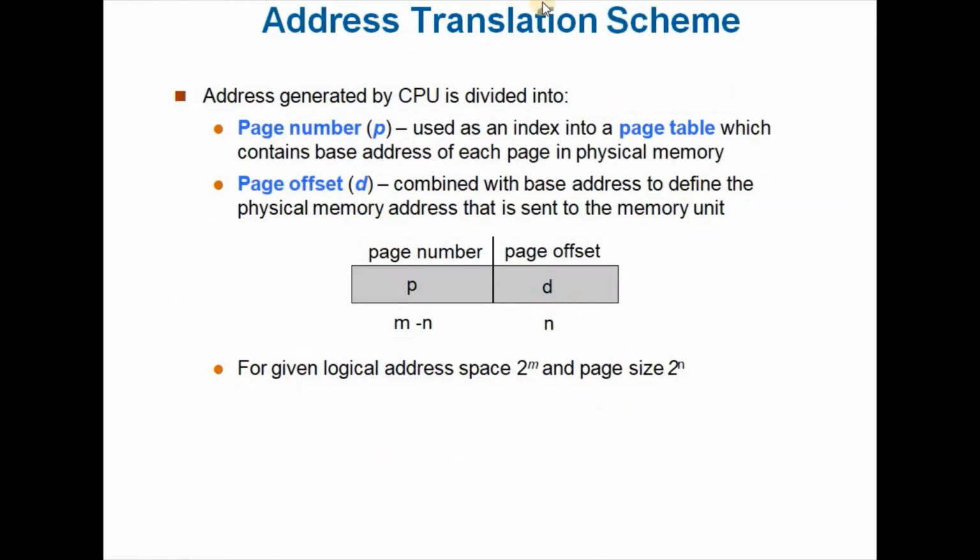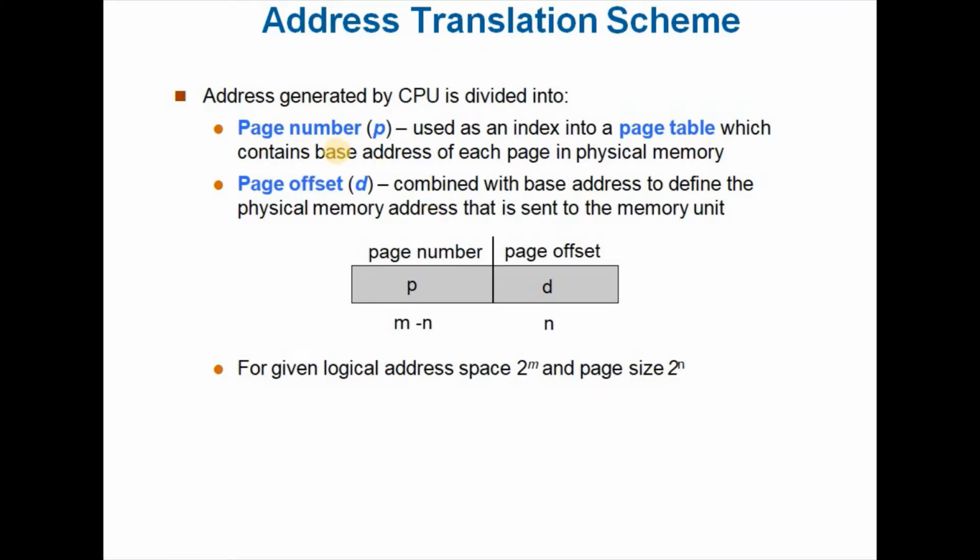Now we are going to discuss the address translation scheme. Here the CPU generates an address which contains two portions: a page number P, used as an index into a page table which contains the base address of each page in physical memory, and a page offset, combined with the base address to define the physical memory address that is sent to the memory unit.